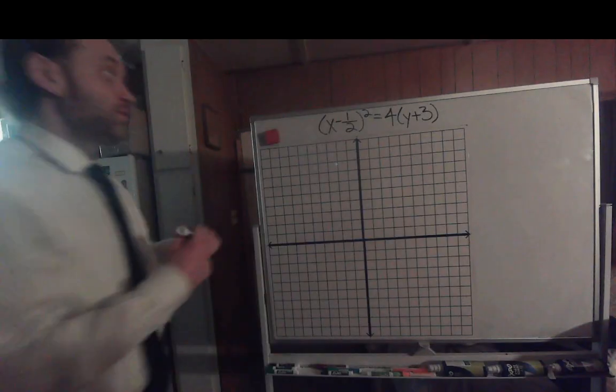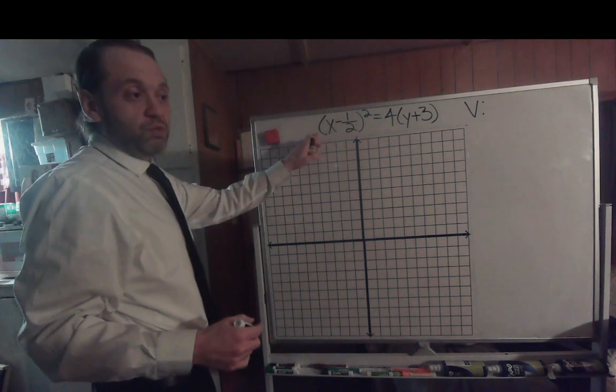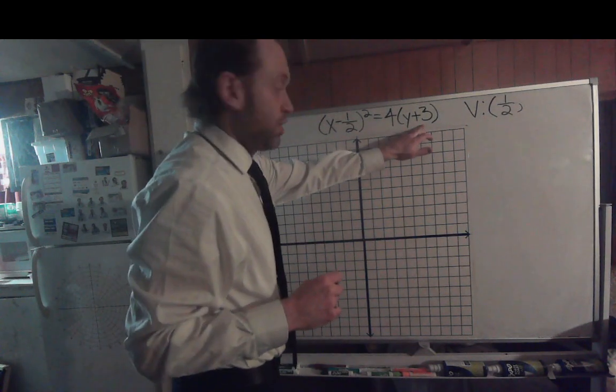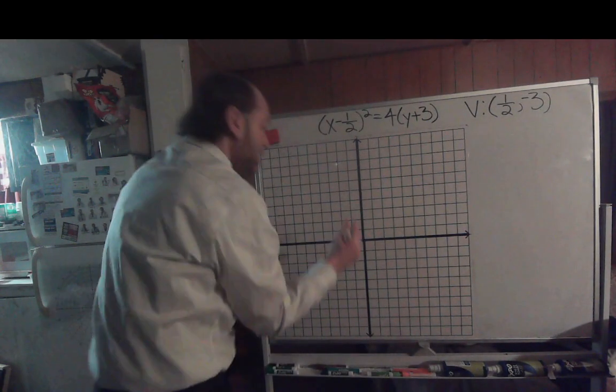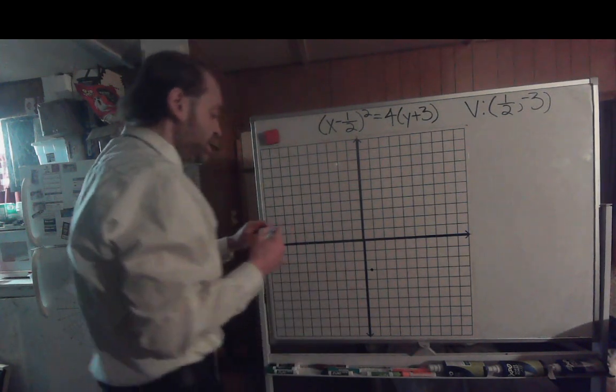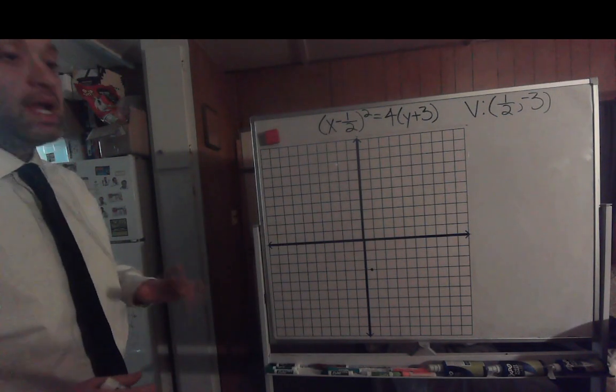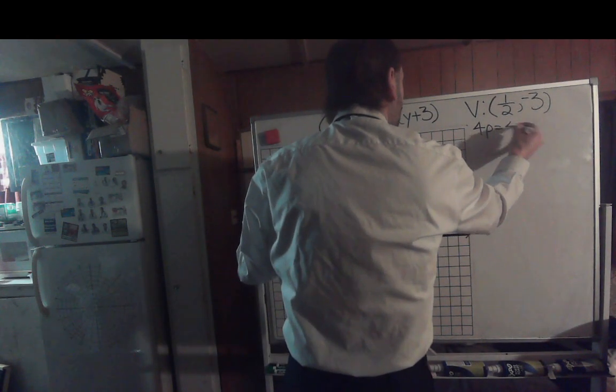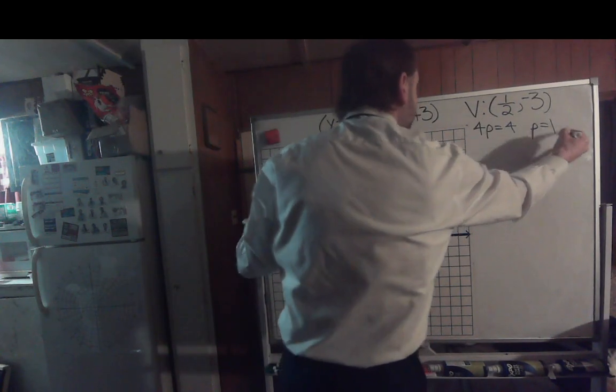Well, let's go ahead and find the vertex first. So set your x minus 1/2 equal to 0. You'll get the x coordinate of the vertex being 1/2. Now set the y plus 3 equal to 0. You would get y equals -3. So the vertex would be located at (1/2, -3), which would be right about there. (1/2, -3) is your vertex. Okay. So we've established that now. Now let's find our value of p. So set 4p equal to 4, you would get that p equals 1.